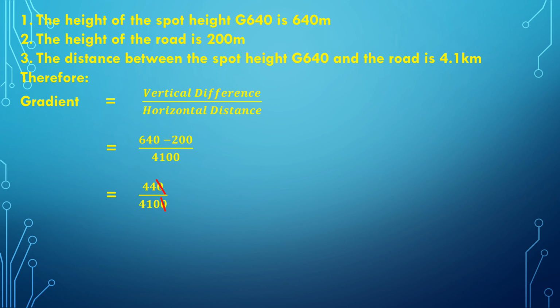And then we say 44 into itself is 1 time. 44 into 410, or another way to put it, 410 divided by 44 equals 9 times. Therefore, our gradient is 1 to 9, or 1 over 9. Which means to say that for every 9 meters along the horizontal distance, the height of the land increased by 1 meter. And that is our gradient.